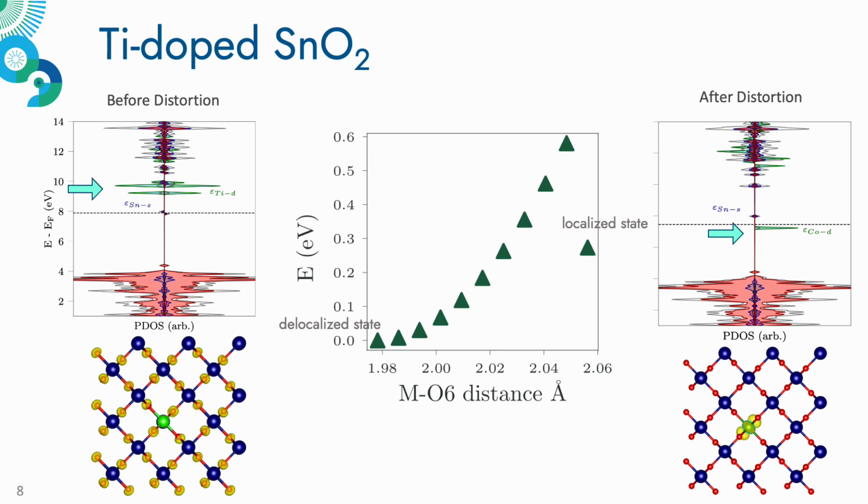Next, we do a linear interpolation between the delocalized state and the localized state. The localized state is initially less stable than the delocalized state.